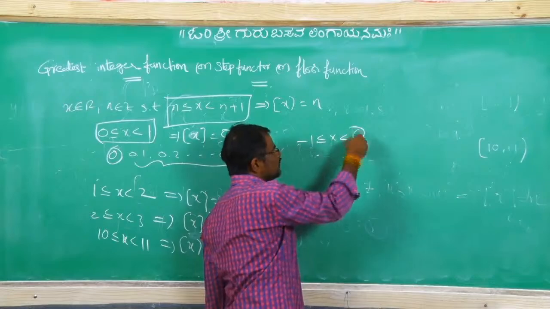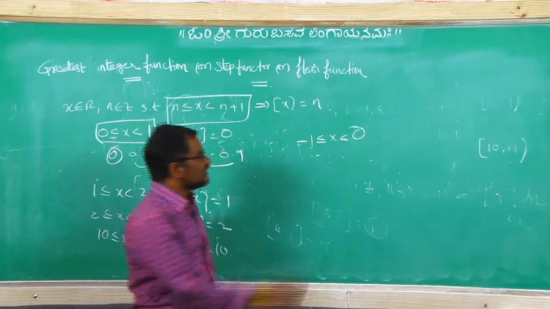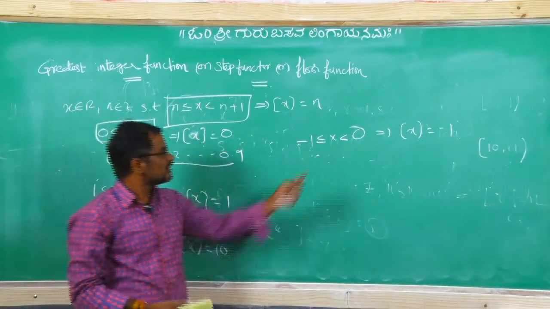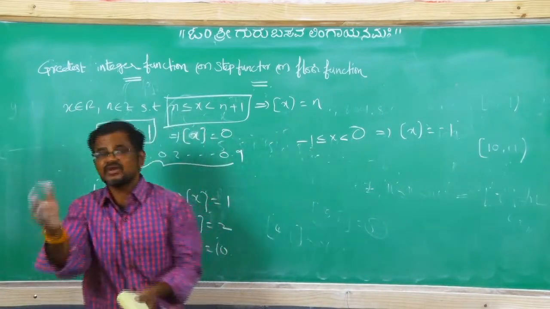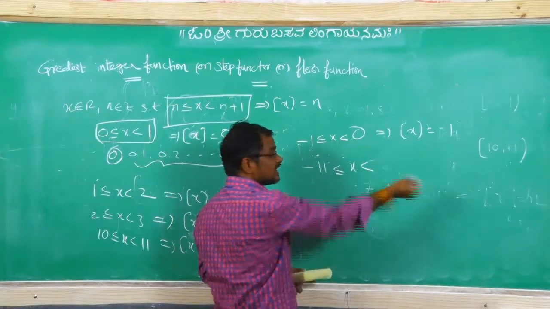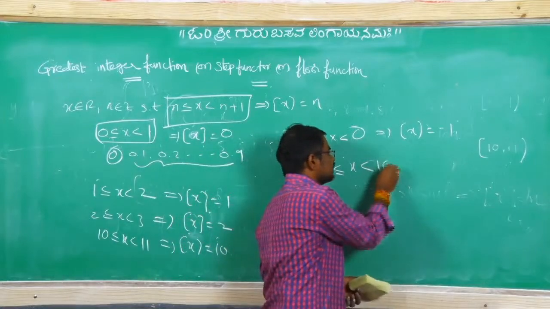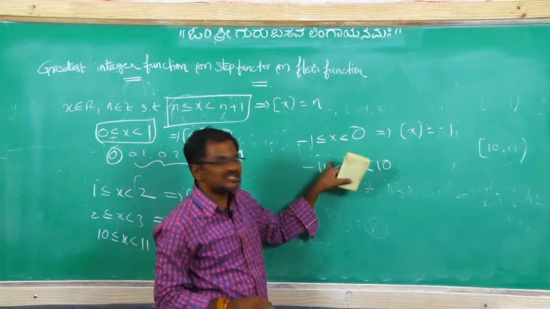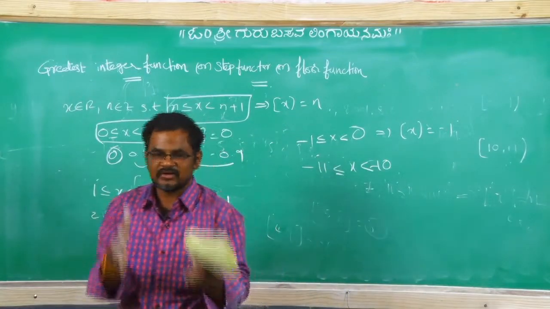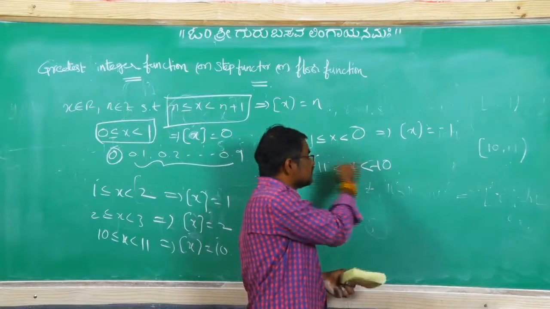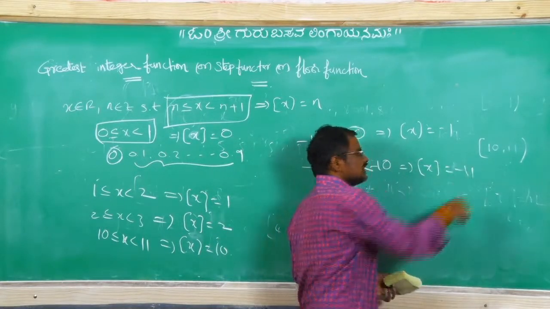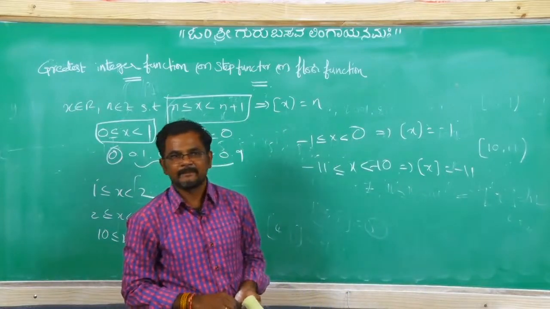0. Add plus 1, what will you get? That one, right side. Now what is the greatest integer of this one? Minus 1, because step of minus 1 is minus 1 only. Minus 1 to 0, minus 1 only. Next, minus 11 less than or equal to x less than, right side should be what? Add plus 1, minus 10. So greatest integer of minus 11 to minus 10 is what? Minus 11. Okay.